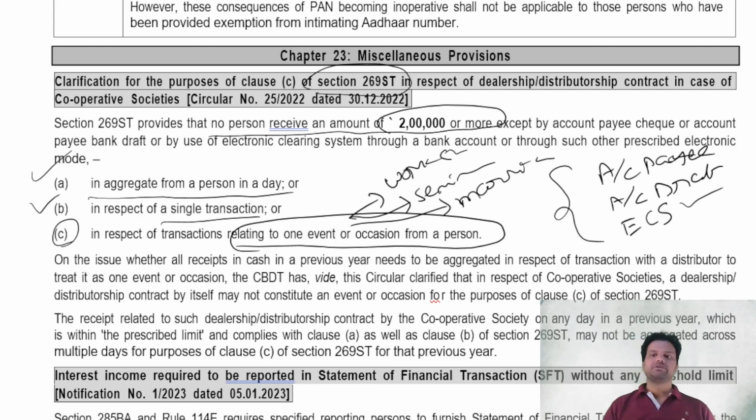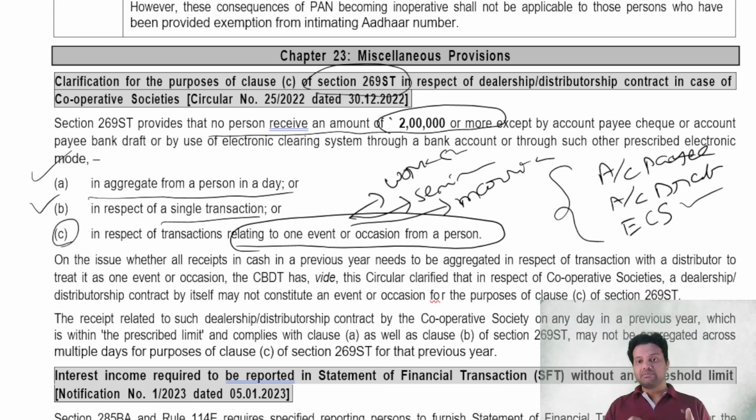So there will be a distributor at the remote place, mostly in villages, and there will be a cooperative society. There will be an agreement between this cooperative society and the distributor. So the distributor starts making payments to the cooperative society every time he delivers some material to them. Then also this event triggers and these provisions are applicable, because on a plain reading of clause number C, it is applicable.